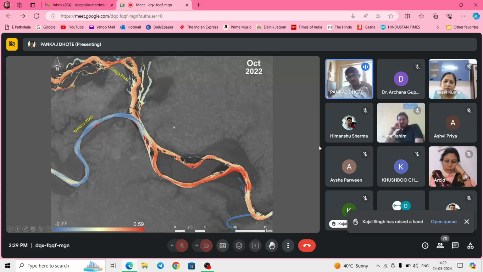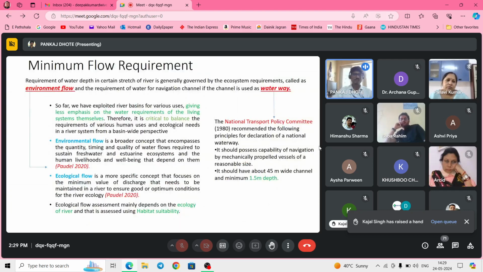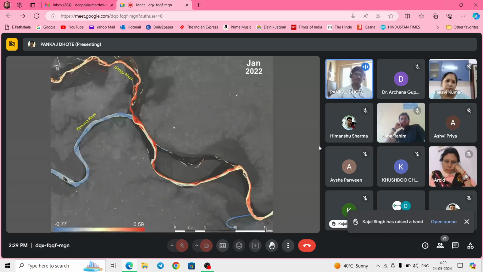So this kind of seeing the water quality aspect is also quite possible by using the satellite observations. So this is another image of January 2022. If we have this complete time series of data set for different time periods, we can do the complete water quality mapping using such kind of data set.